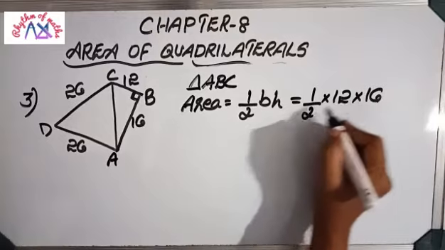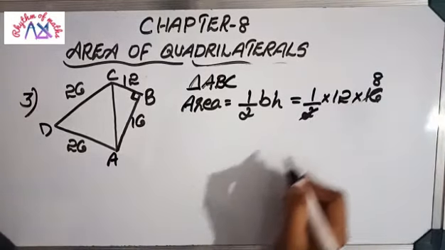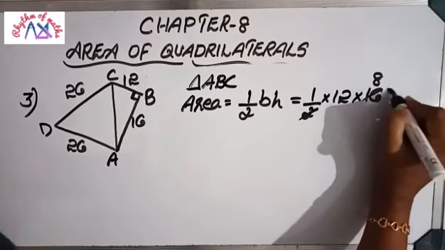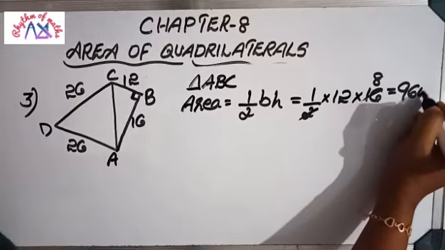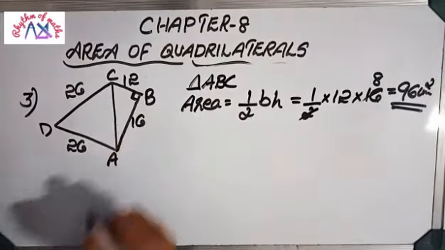Now let's simplify. Here 2 and 16 we can cancel. Now 12 into 8. 12 into 8 means 96 centimeter square. This is the area of this particular triangle.